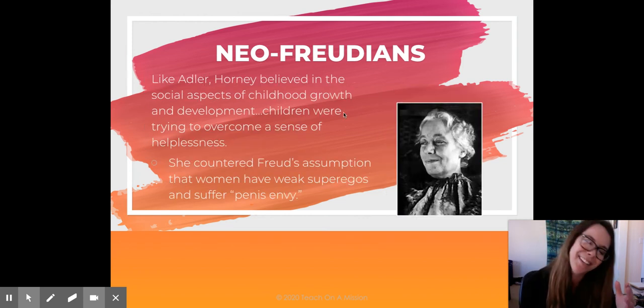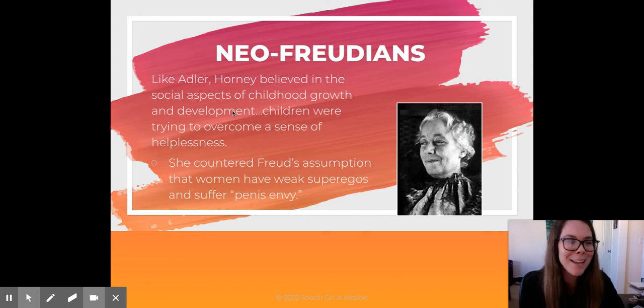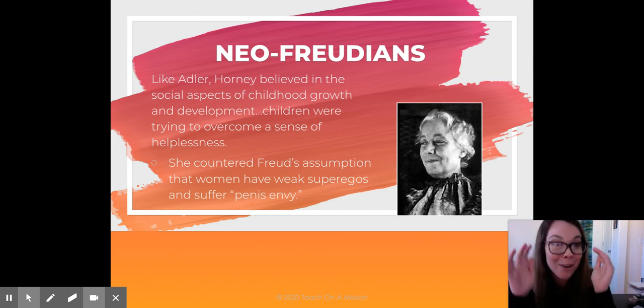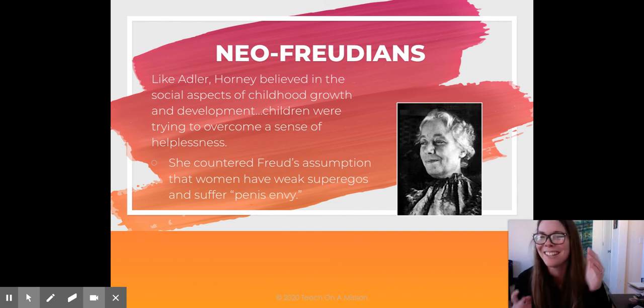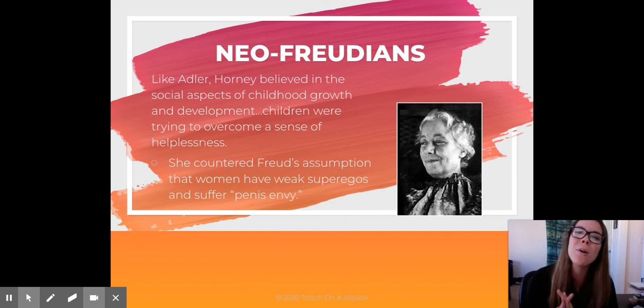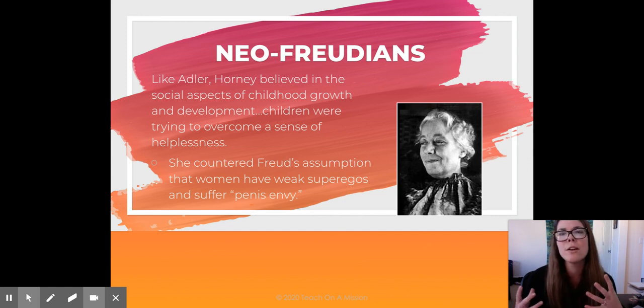Another neo-Freudian, guys, her last name is not pronounced how you think it is. It's Horney. And our textbook has a little parenthetical of how to pronounce it, because I guess they've had many people ask. But could you imagine that being your last name? Anyway, so Horney. She was kind of like the first feminist when it came to all these men talking about psychology, and she believed that in the social aspects of childhood, when it came to growth and development, they're trying to overcome a sense of helplessness. So she believed that they wanted to feel powerful and important.